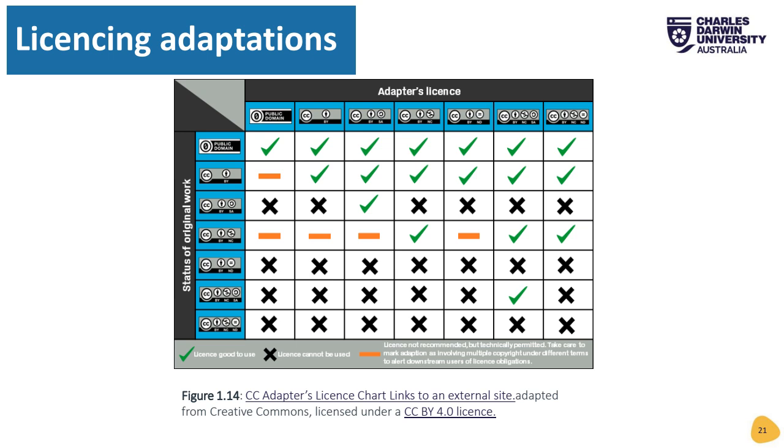So the orange lines mean not recommended, but technically permitted. The green ticks mean licenses are good to use, and if it is a cross, it shows that licenses cannot be used. Okay, so you can have a look at the status of the original work, and what licenses you might be applying if you are adapting OERs. This will give you a very good guideline.